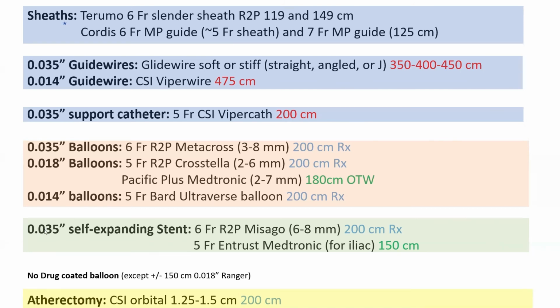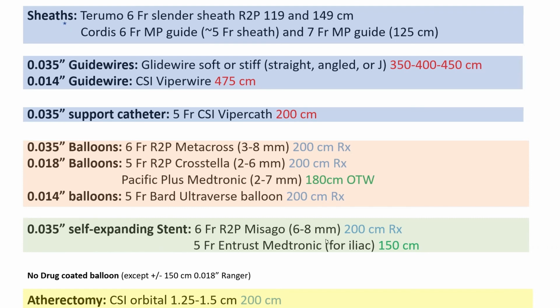Then you have 035-inch self-expanding stent. The only real one is the rapid exchange by Terumo. It's 6 to 8 millimeters, and we don't have a balloon expandable one. So if you want to stent in iliac, you have to use a self-expanding one, which will be a problem if you have ostial common iliac to stent from a radial access. Also, the diameter doesn't go beyond 8 millimeter, and for common iliac you frequently need 9 or 10 millimeters.